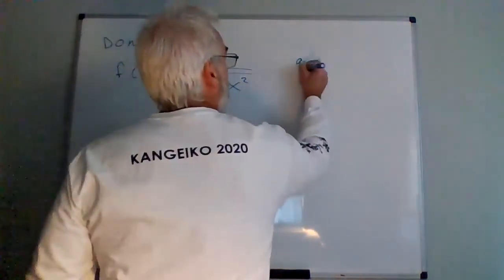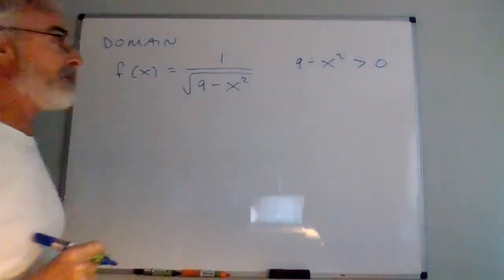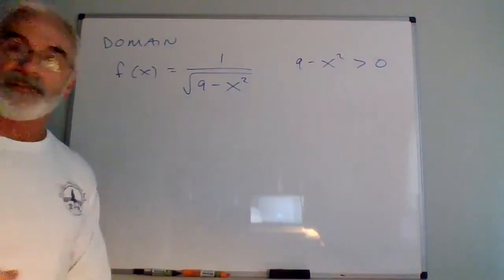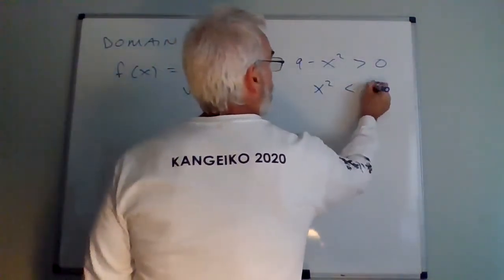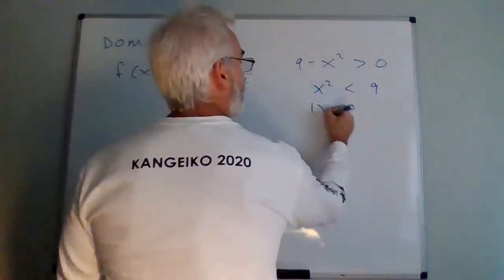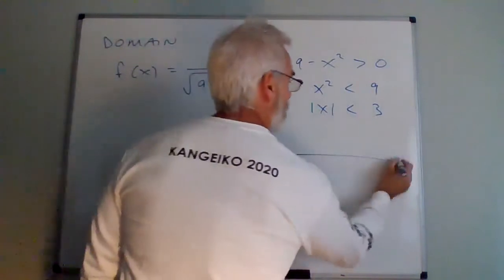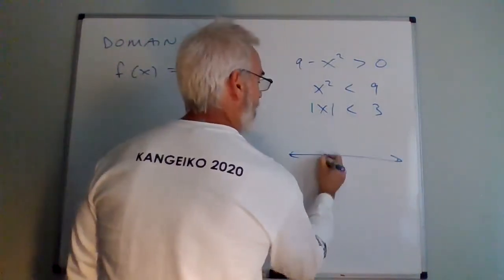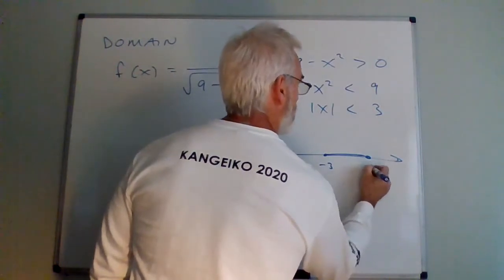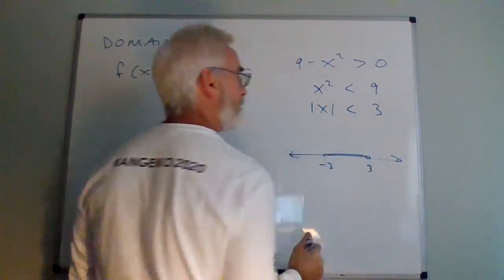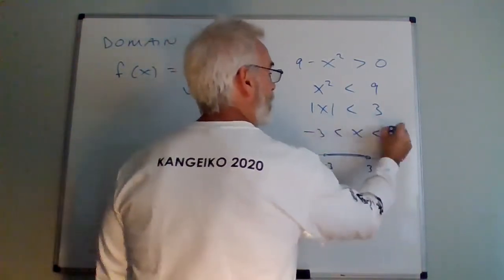So we'll start by saying that 9 minus x squared must be strictly greater than 0. We'll do our scratch work off to the side. Well, if that's the case, then x squared must be smaller than 9. So the absolute value of x must be smaller than 3. On a number line, this would give us every value between -3 and 3, not inclusive. So we'd say that -3 is less than x is less than 3.